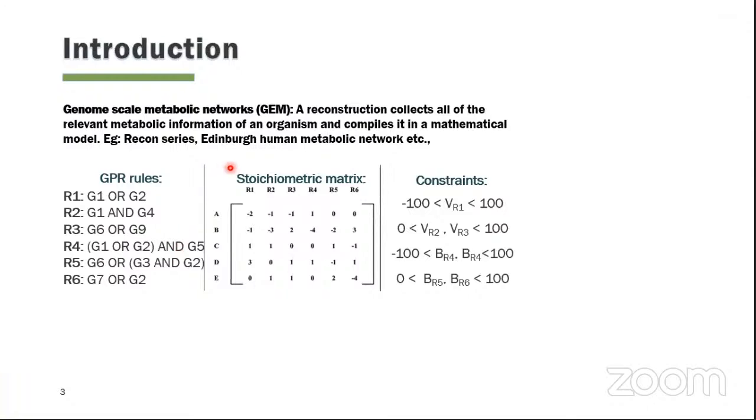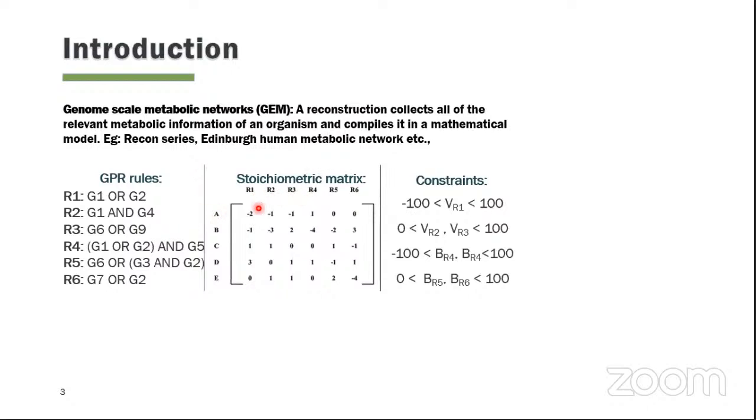These genome scale metabolic networks basically come with these three pieces of information. There might be some additional information, but basically it comes with these, which is here R1, R2, R3, just reactions. For this particular reaction to occur, gene 1 or gene 2 can be present, which are basically isoenzymes. Similarly, for R2 to occur, gene 1 and gene 4 have to be present, which means they are subunits of a single enzyme. So both genes have to be expressed for reaction R2 to occur. This is one piece of information we'll have in the genome scale metabolic network.